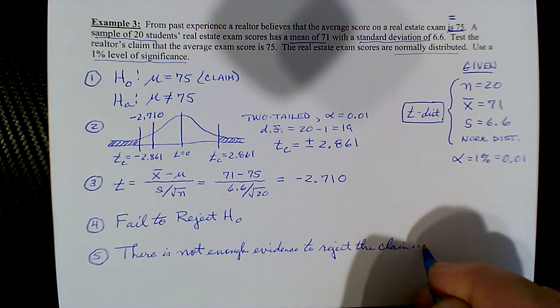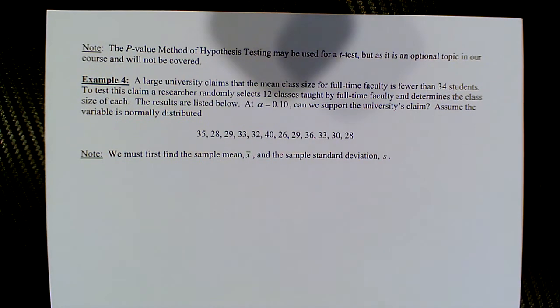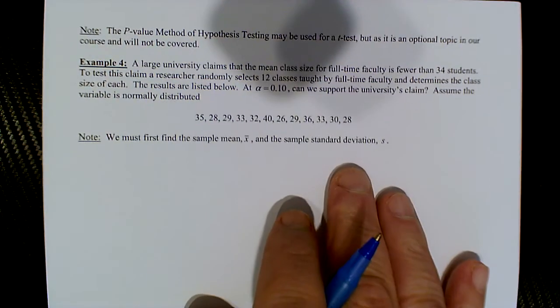Okay, so a final example, and in this example, this is a classic, where we're just given some data. We have a little note at the top, though, about the p-value method. That's actually optional, so we're not going to study that, so we'll just use the critical value method for the t-distribution. But here's a classic example where we're given some data.